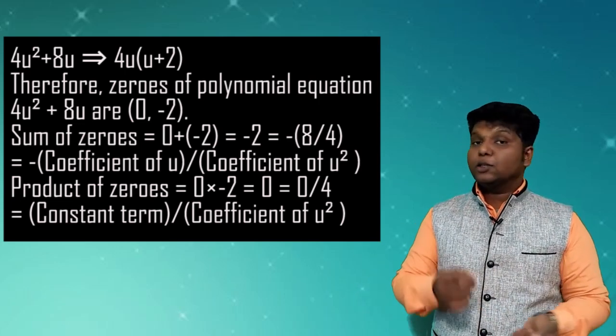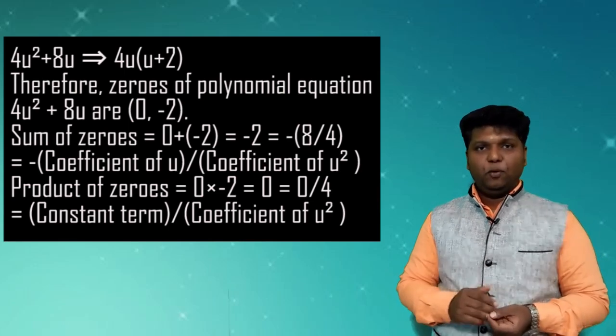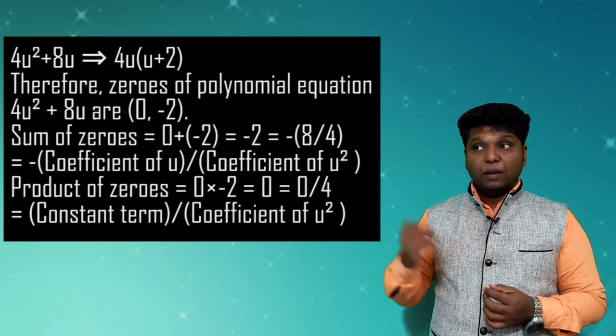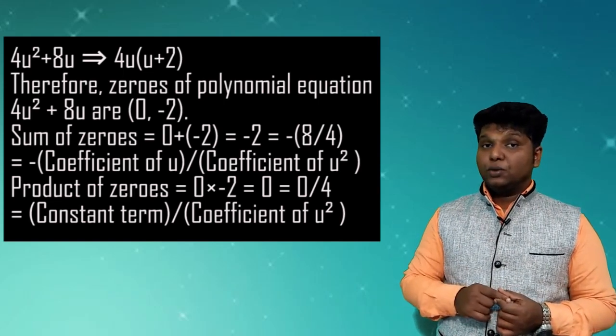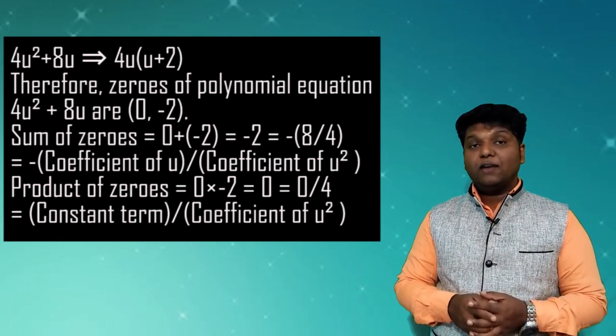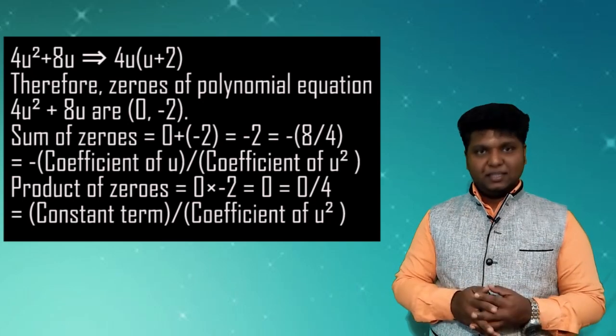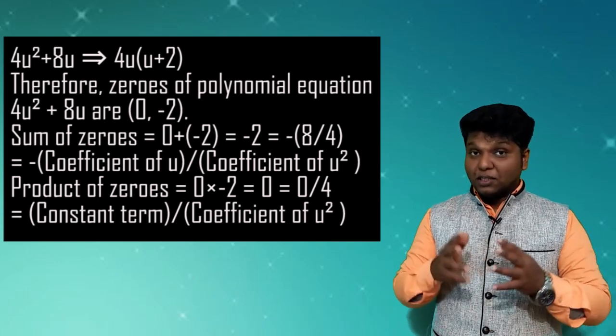Okay, now 4u is equal to 0. If 4u is equal to 0, what will be the value of u? Therefore, u is equal to 0 because it's 0 by 4. You got one value, 0. What about the second value? u plus 2 is equal to 0, right? So u is equal to minus 2. So what is alpha? Alpha is 0. What is beta? Beta is minus 2. You got two answers. You got the roots. That means you got the zeros.